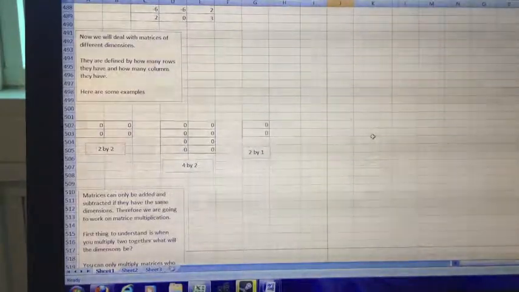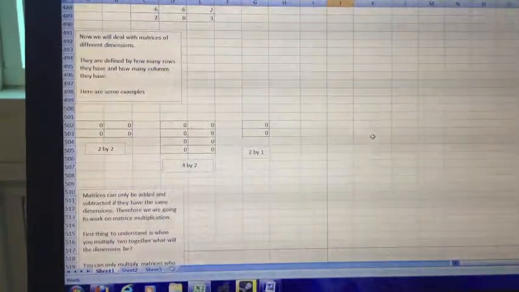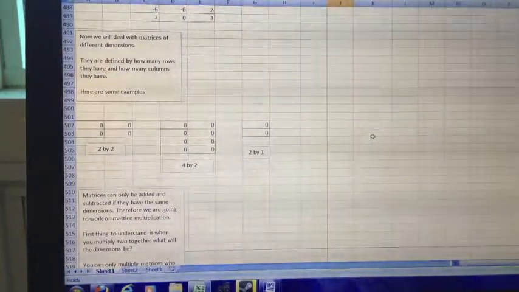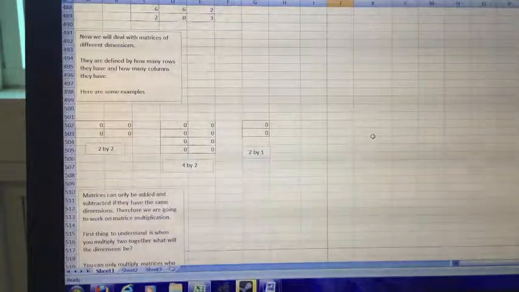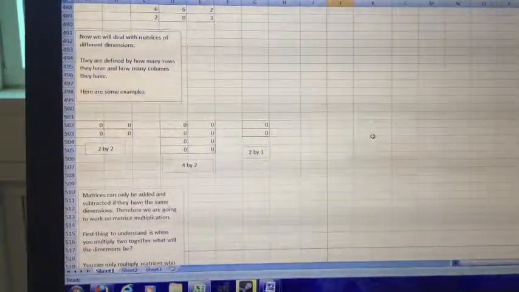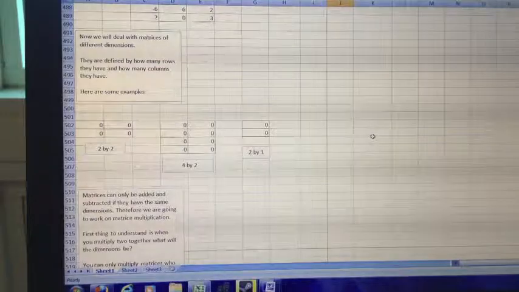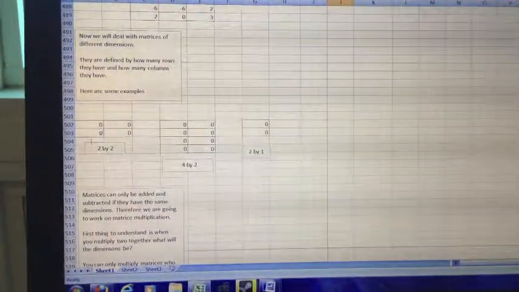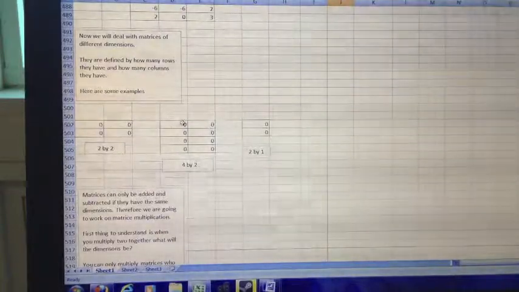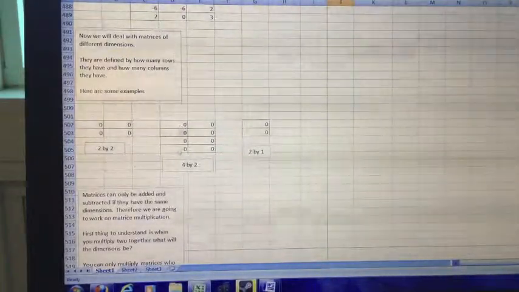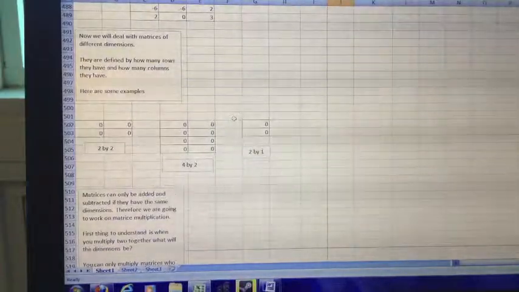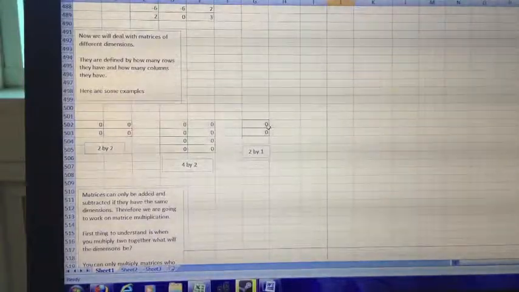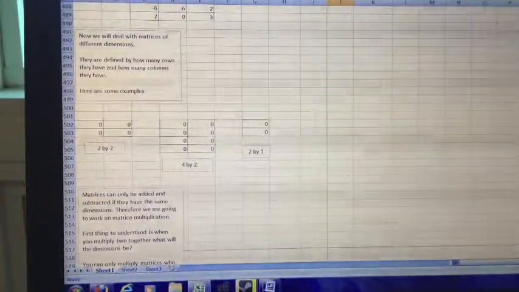So now that we've added and subtracted matrices, we're going to figure out how to multiply them. When you add and subtract matrices, the dimensions have to be the same. However, when you multiply them, they can be different. So let's look at some examples of the dimensions. In this example here, we have a 2 by 2 because it goes 2 down and then 2 across. In this example, it's a 4 by 2 because it goes 4 down and then 2 across. And then the same concept with this one. It's a 2 by 1 because it goes 2 down and 1 across. So that's how you figure out the dimensions of a matrix.